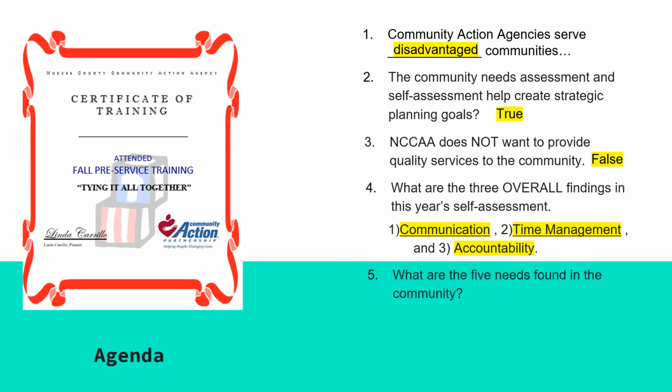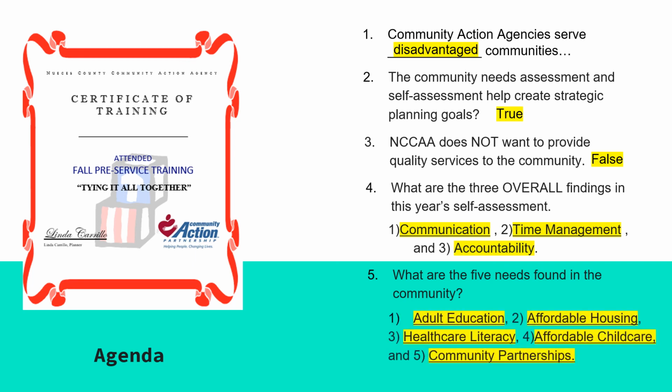Number 5. What are the 5 needs found in the community? Number 1. Adult education. Number 2. Affordable housing. Number 3. Healthcare literacy. Number 4. Affordable childcare. And number 5. Community partnerships.